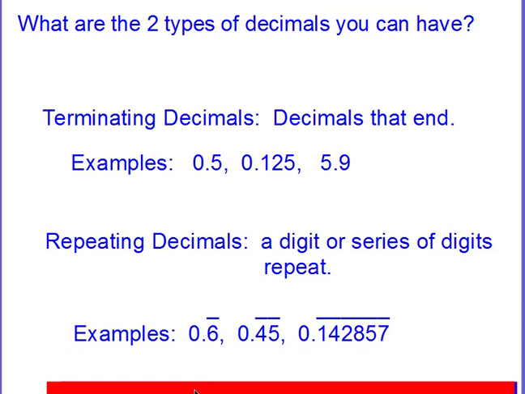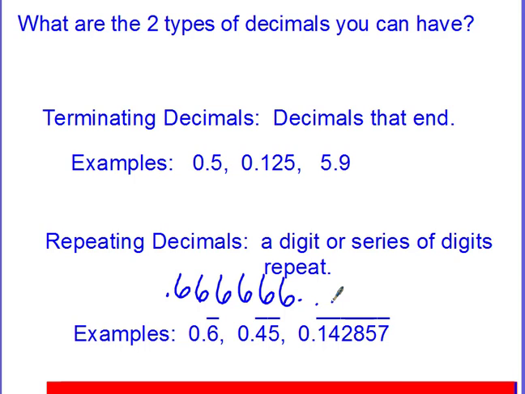You can also have decimals that are repeating decimals. In repeating decimals, a digit or series of digits will repeat. And the way we write a repeating decimal is you write the thing that repeats one time and you put a bar on the top of it. So in this first one we've got 0.6 with a bar. What that really says is that 6, if I do the division, is going to keep going and going, and it just keeps going.